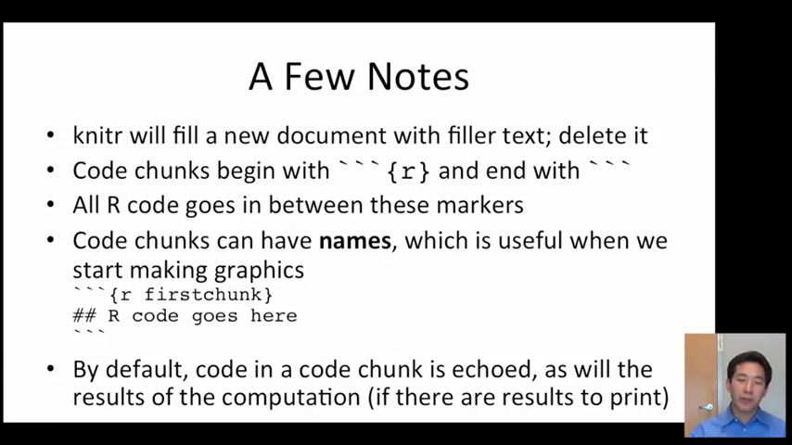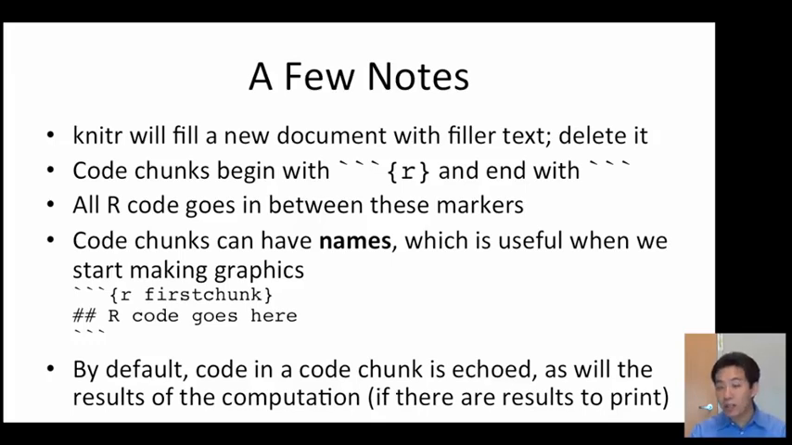A couple of things. First of all, when you create the new knitr document in RStudio, it will populate that document with some kind of generic filler text. So the first thing you probably want to do is just delete it, because that's not going to be relevant to whatever you want to do, most likely. Code chunks begin with the 3 backticks and the curly braces with an R, and you end a code chunk with 3 backticks. All of your R code will go between these markers.